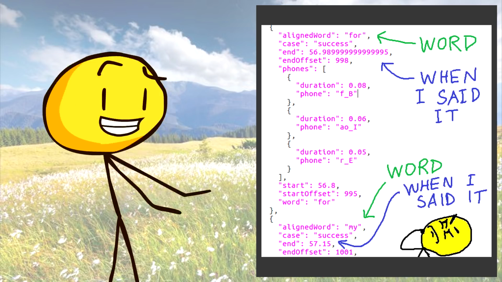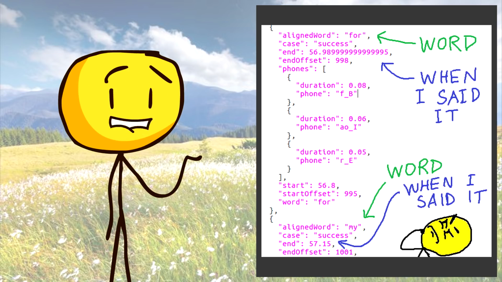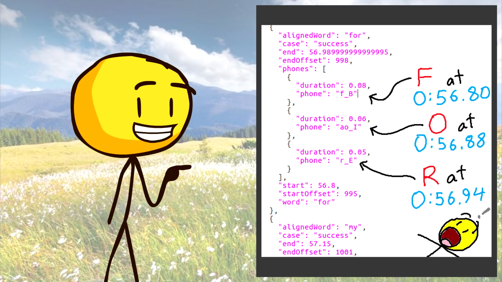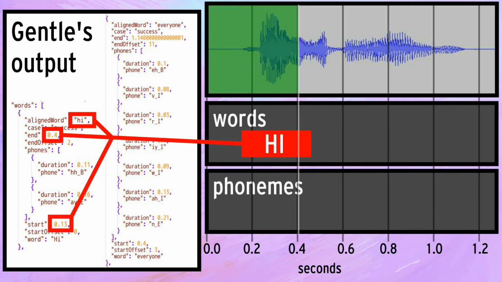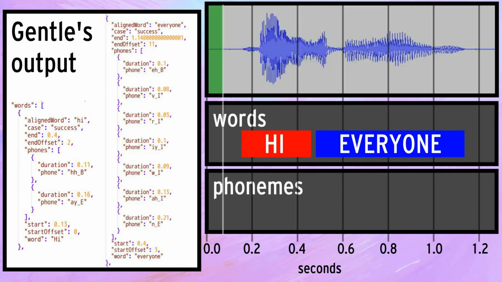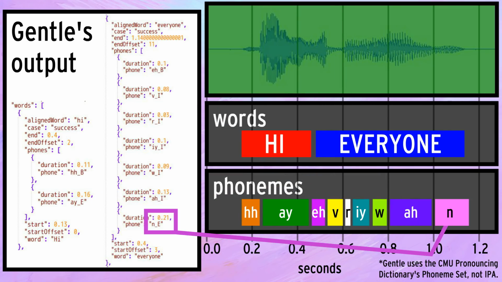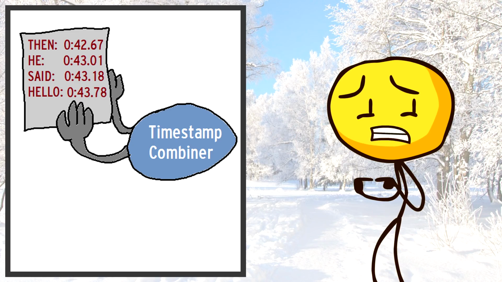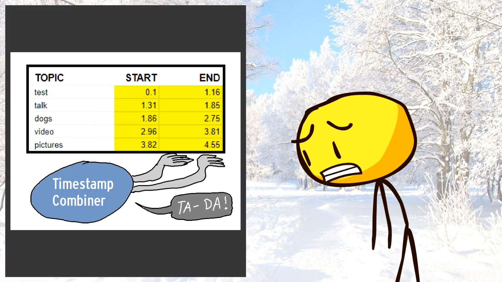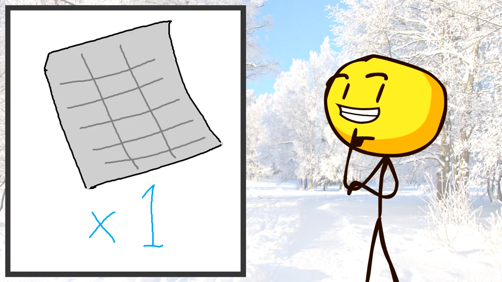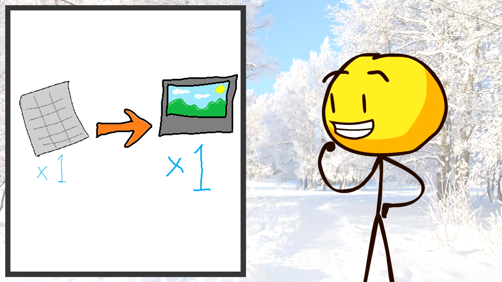But notice this, it doesn't just give timestamps of the spoken words, it also gives timestamps of every single phoneme as well. Hi everyone. So previously, my timestamp combiner just took the word timestamps and gave us a timetable for when I was discussing each particular topic. That's a single table to describe the timeline of a single attribute of the video.